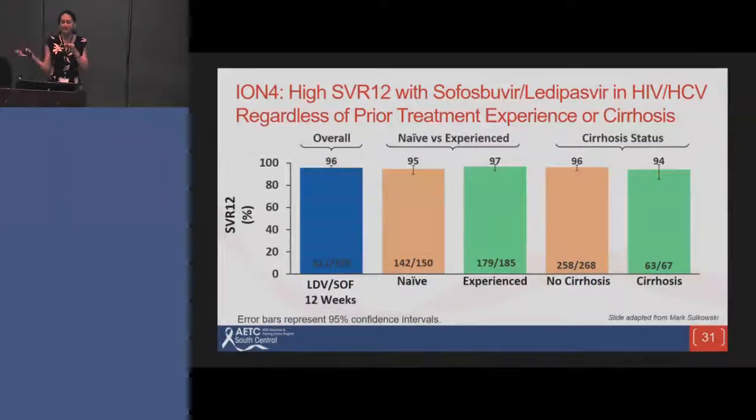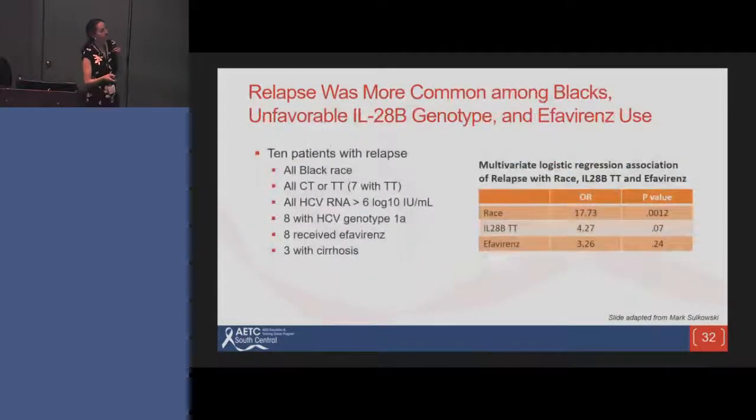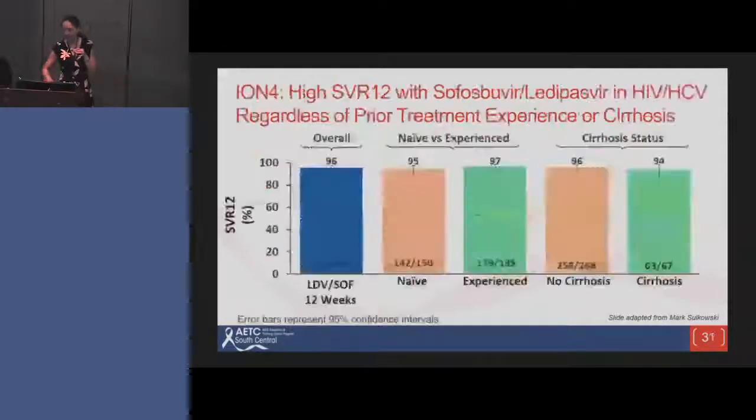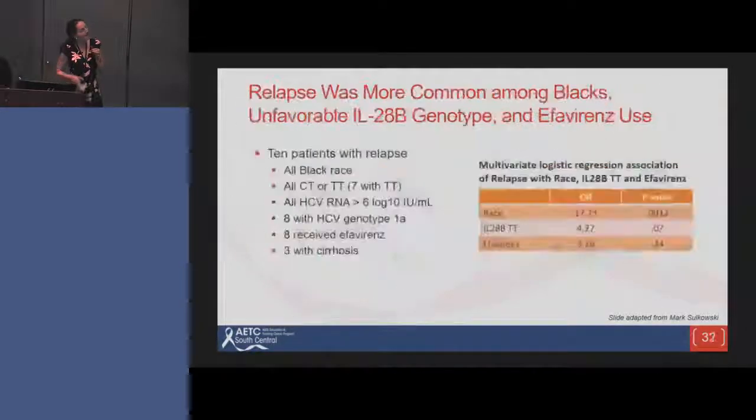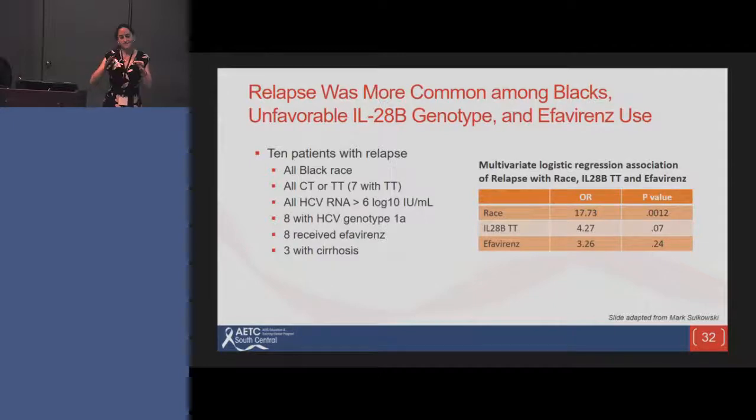That being said, most of my patients are so excited that their insurance company or Medicare or whatever will treat them. They come. So of the total 10 patients that relapsed, you can see the overall study numbers were quite high. All were Black race, so African or African American. They all had this unfavorable genotype, so CCTT.